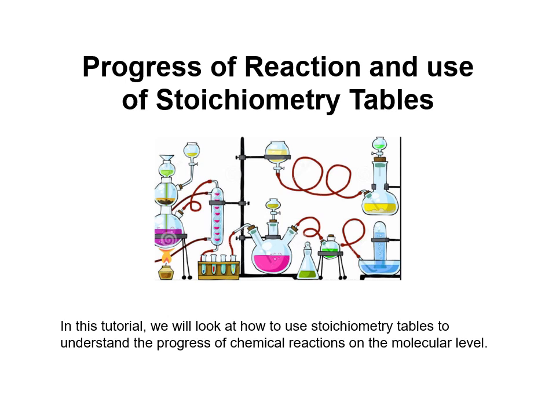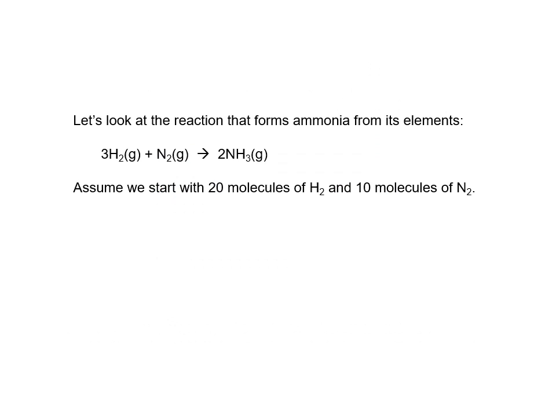In this tutorial, we will look at how to use stoichiometry tables to understand the progress of chemical reactions on the molecular level. Let's look at the reaction that forms ammonia from its elements. 3 molecules of hydrogen gas will react with 1 molecule of nitrogen gas to form 2 molecules of ammonia gas. Assume we start with 20 molecules of hydrogen and 10 molecules of nitrogen.